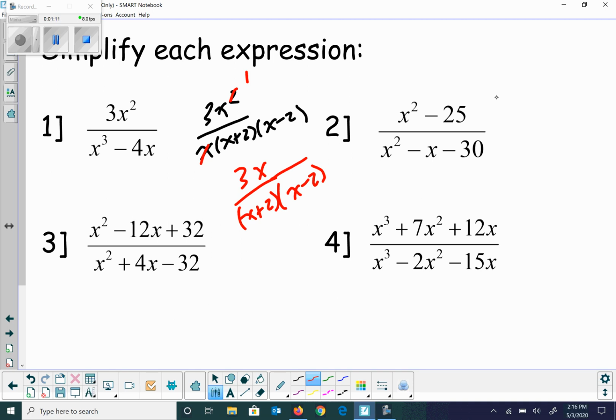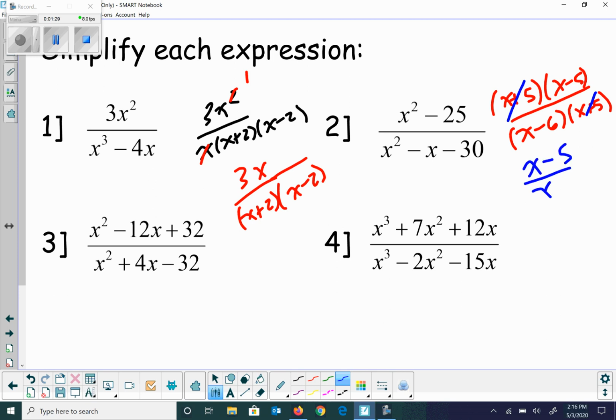All right, number 2, x plus 5, x minus 5 on top. And on bottom, I get x minus 6 and x plus 5. And the x plus 5's cancel out. And this is actually where we're going to create a hole, but we'll see that in a few slides, what happens there. So that's our answer. You can keep both the top and bottom in parentheses so you don't cancel anything out that shouldn't be canceled.